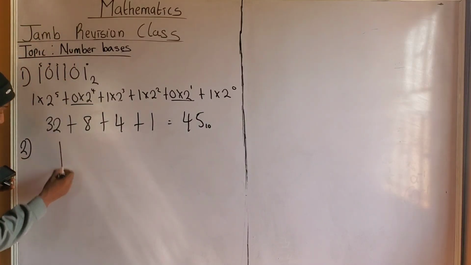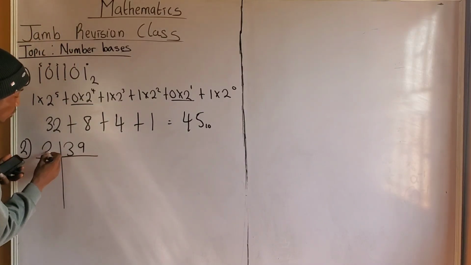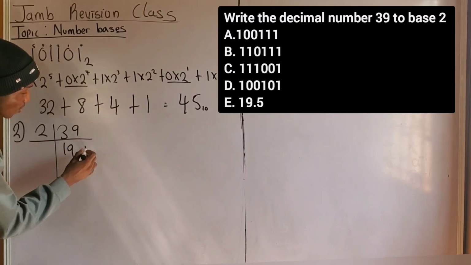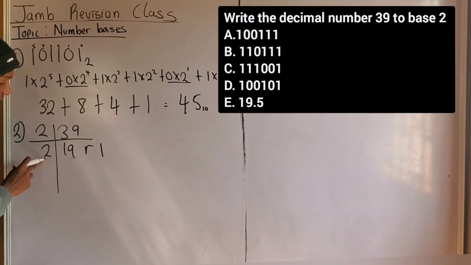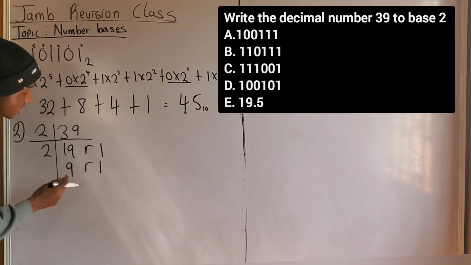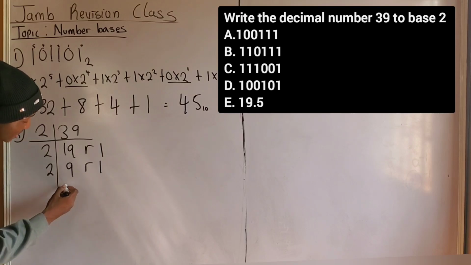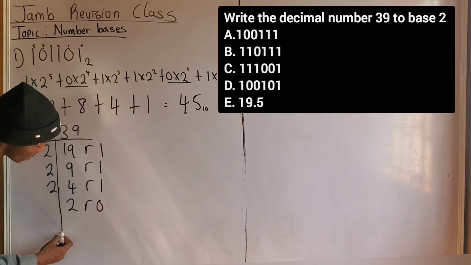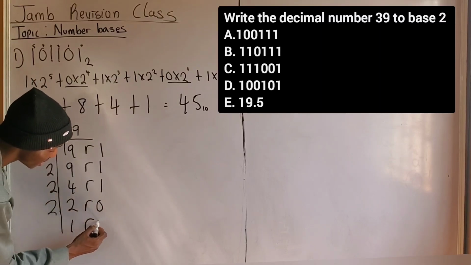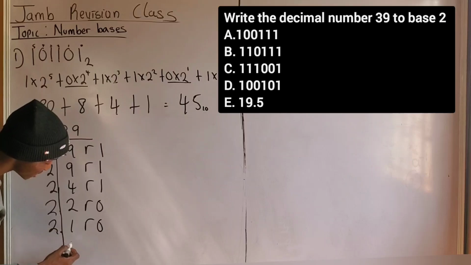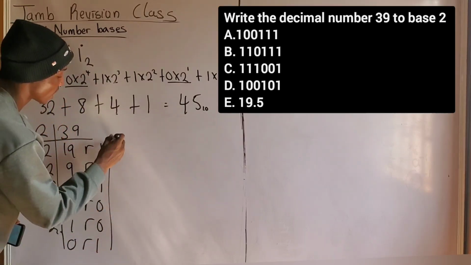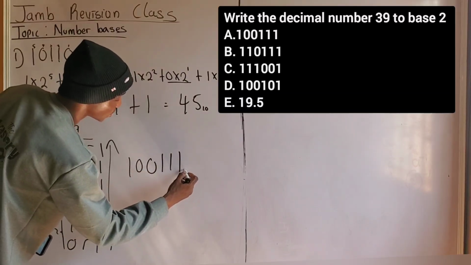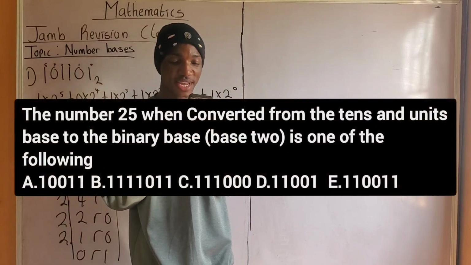So here you're going to have 39 and then 2. 39 divided by 2, that is 19, remainder 1, right? Then 19 divided by 2, that is 9, remainder 1. 9 divided by 2, that is 4, remainder 1. 4 divided by 2, that is what? 2, remainder 0. 2 divided by 2, that is 1, remainder 0. 1 divided by 2, that is 0, remainder 1. Okay? Then you count up. This will be 100111 base 2. Do you understand? Let's proceed to the next question.